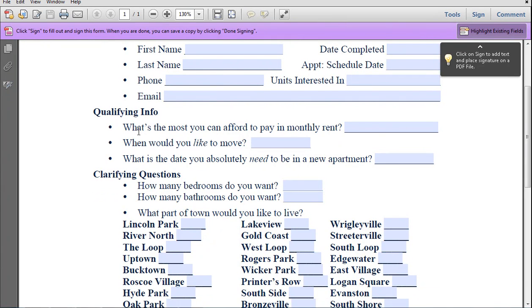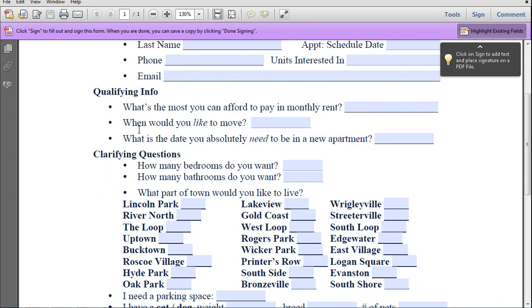And the first thing you're going to want to ask is some initial qualifying information. What's the most you can afford to pay in monthly rent? The reason you ask this is, even if they've told you, well, I want to spend $1,300, say, hey, that's great, I've got 7,000 listings. Are you willing to spend more if we find you a place that really meets your needs? Is $1,300 your maximum? And if they say, well, I'd like to stay at $1,300, but I'm willing to spend up to $1,450, that way you know that that's the maximum they can afford.